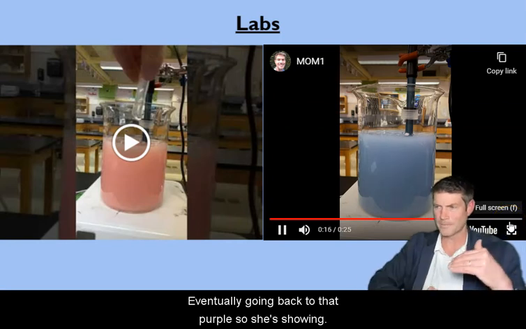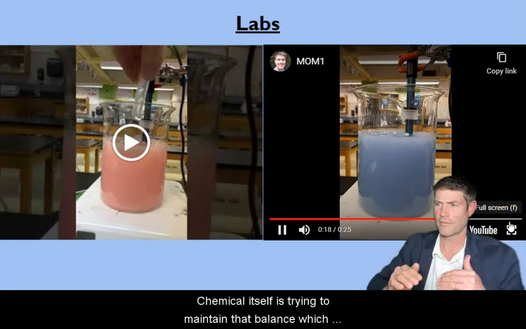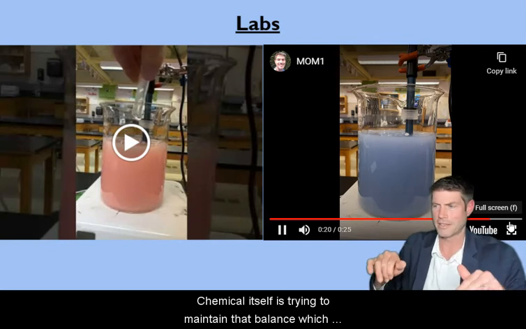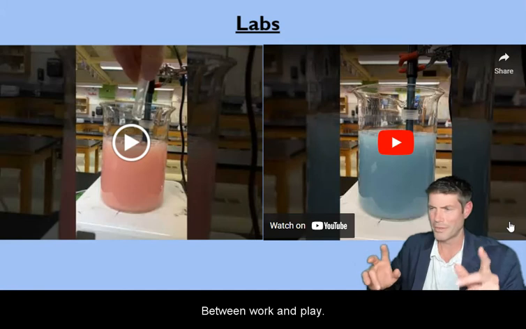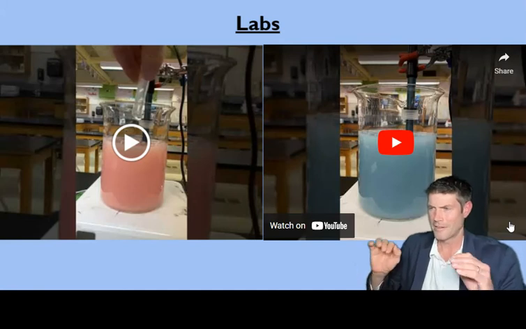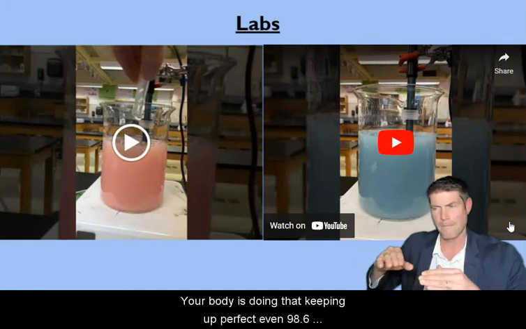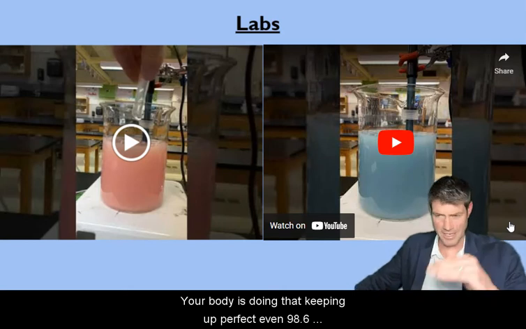So it's just showing the chemical itself is trying to maintain that balance, which is what you try to do in your life, between work and play, and your body's doing that, keeping that perfect, even 98.6 or around about there.